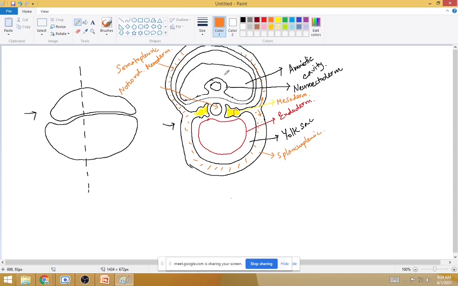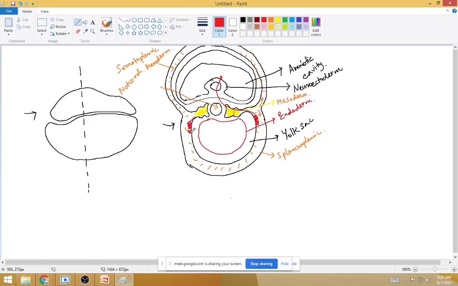Now you see the heart cells, which are also known as the cardiac progenitor cells, they will come from the epiblast through the primitive streak. They will come and they will lie somewhere in the splanchnopleuric mesoderm, over here. Is this part understood?